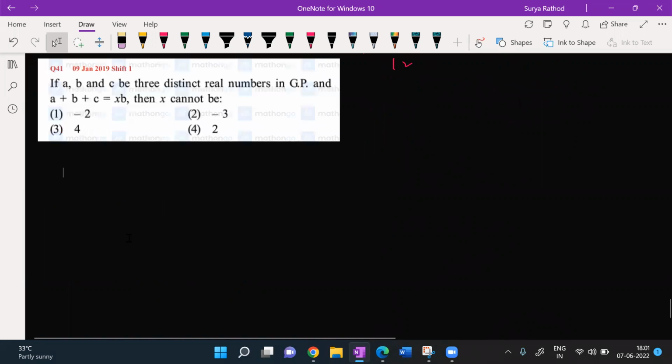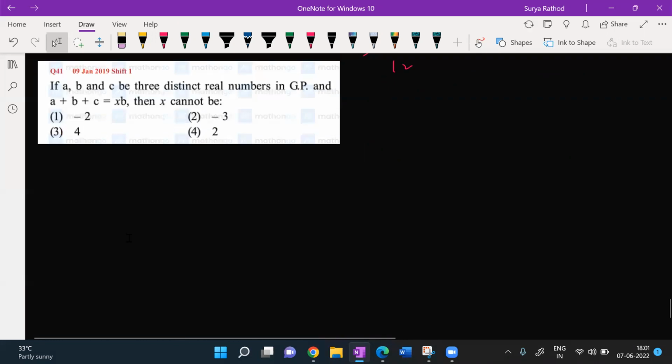A, B, C are three distinct real numbers in GP, and A plus B plus C is equal to XB, then X cannot be what?